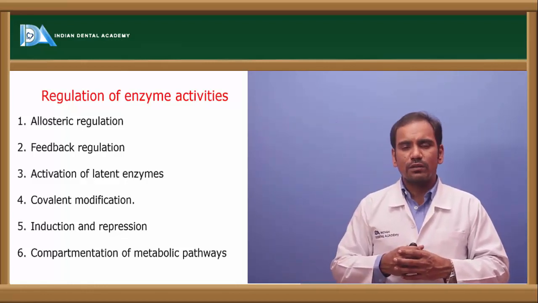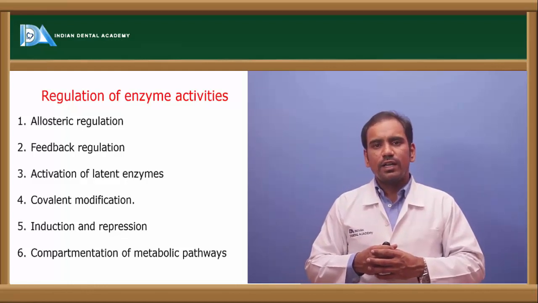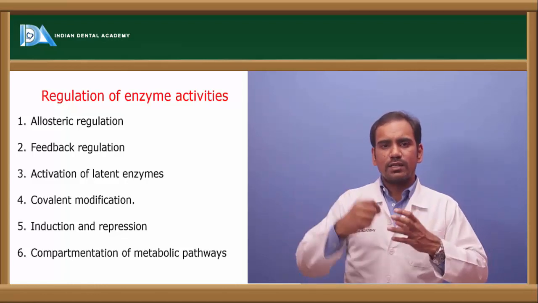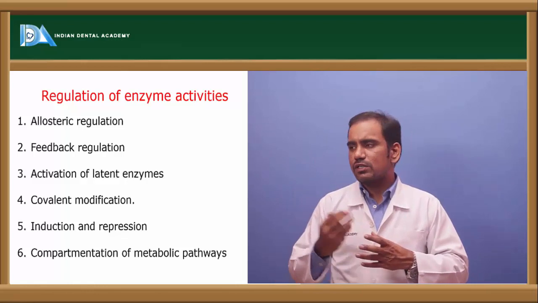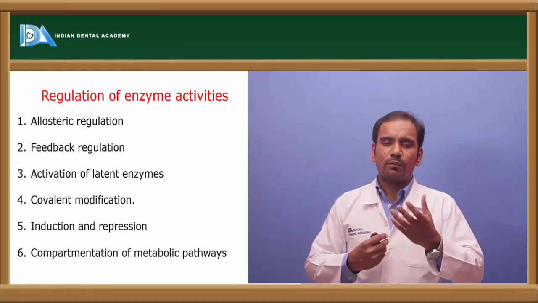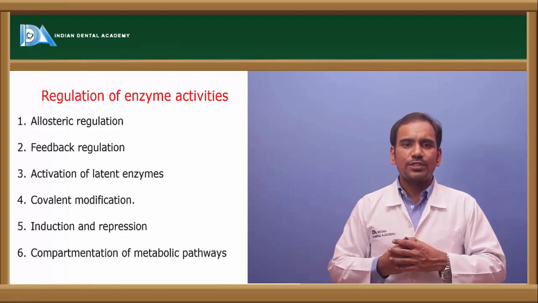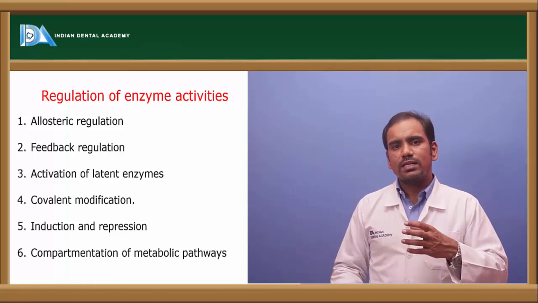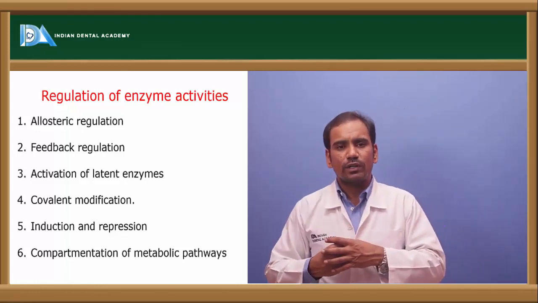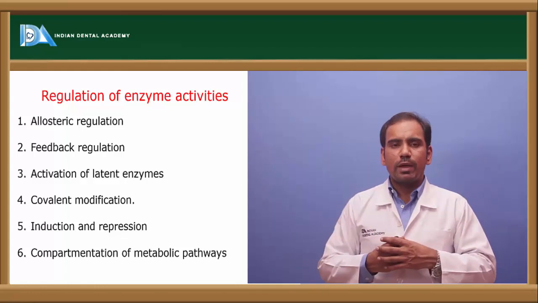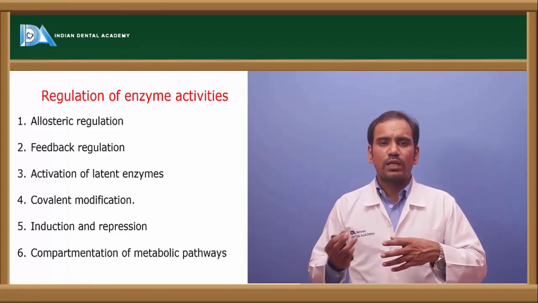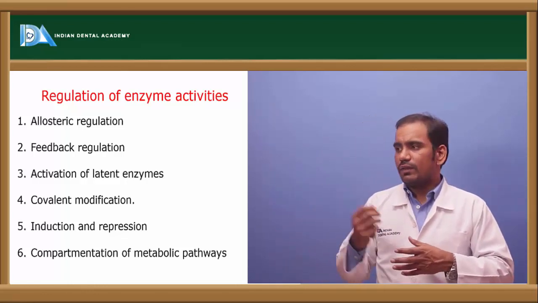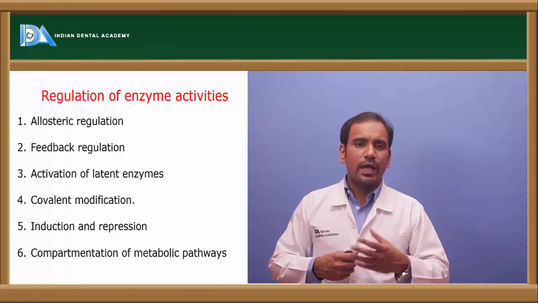Coming to feedback regulation, what happens in feedback regulation? Generally in feedback regulation, the end product of a pathway inhibits its first enzyme. That type of regulation is called feedback regulation. For example, you can take heme synthesis. In heme synthesis, ALA synthase is the key enzyme, the first enzyme, and that is inhibited by heme, the end product of heme synthesis. So that is feedback regulation. In the same way, in cholesterol synthesis, cholesterol inhibits HMG-CoA reductase, and that mechanism of regulation is nothing but feedback regulation.